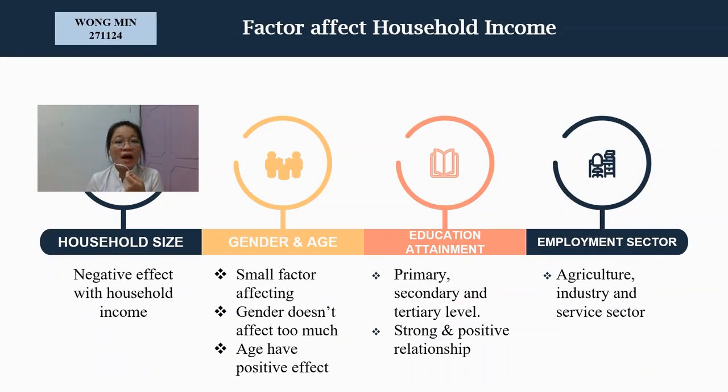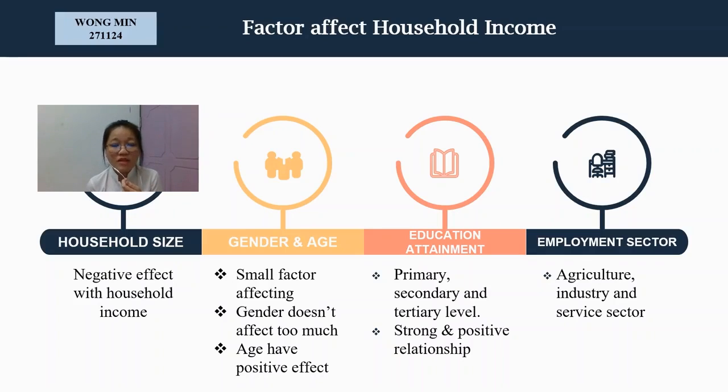We continue with factors affecting household income. First of all, household size. It is said to have a negative effect on household income because additional members correspond with lower income per capita. For gender and age, they are said to be small factors because gender doesn't affect too much, but it still relies on the labor force participation rate of females and males in the market, whereas age has a positive effect.